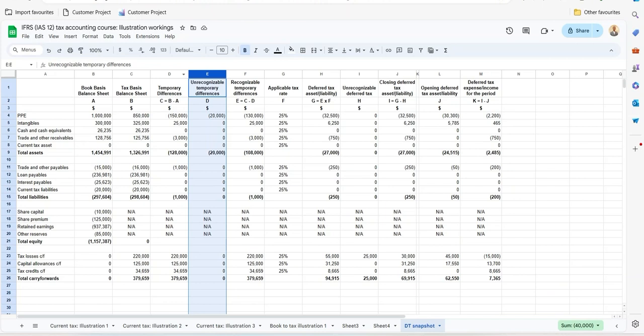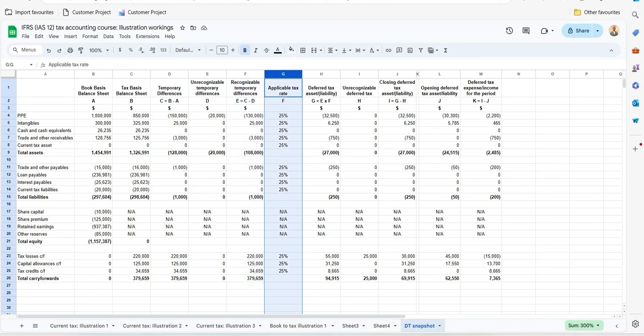If you do have unrecognizable temporary differences, then you need to take them out. And that takes you to recognizable temporary differences. It's a simple subtraction. You do C minus D, which is temporary differences minus unrecognizable temporary differences. And that takes you to recognizable temporary differences.